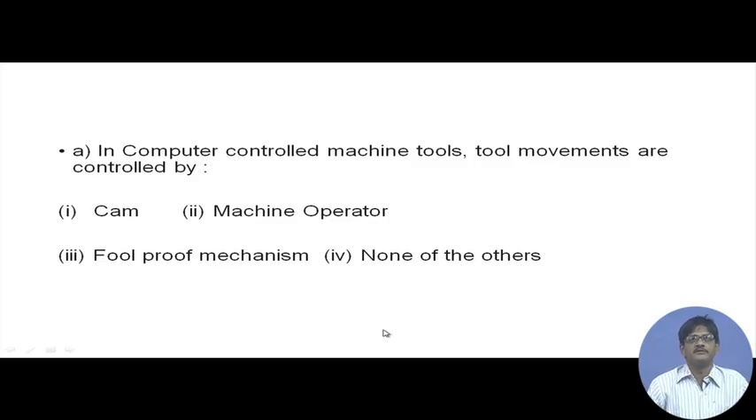In computer controlled machine tools, tool movements are controlled by cam, machine operator, foolproof mechanism, none of the others. So, it is obvious, cam is a physical device, machine operator, human intervention, foolproof mechanism is a mechanism which is present in conventional manually operated lathes, and definitely it is not so. And so, none of the others is the correct answer here.